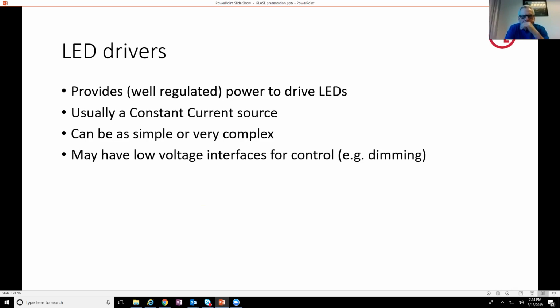A lot of the newer LED drivers also will have some sort of an interface to control them. Say you want to change the color temperature, you want to dim it out, or whatever you want to do with that light, you will have some sort of a control.